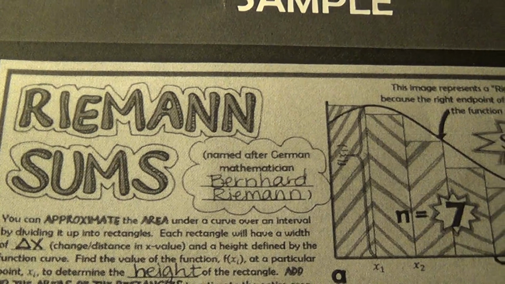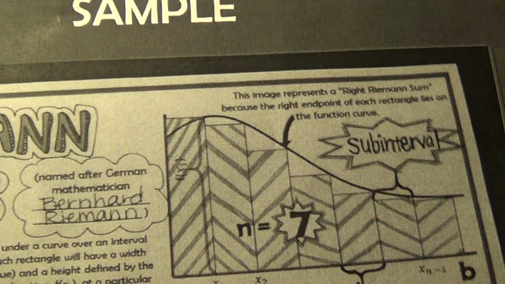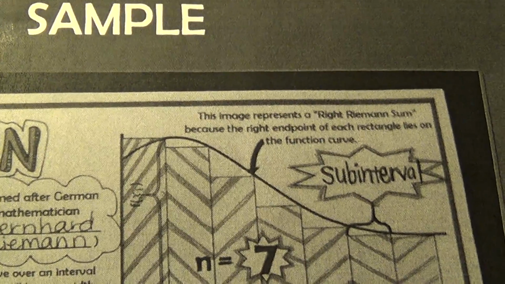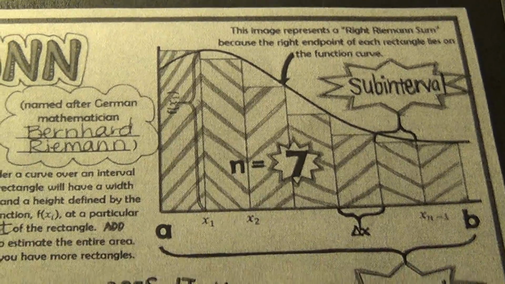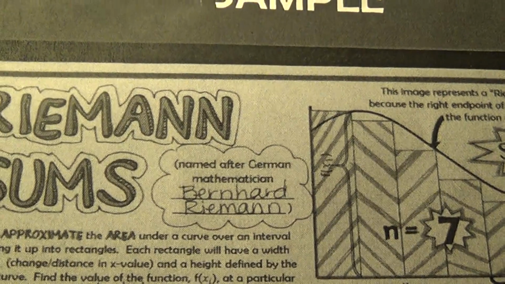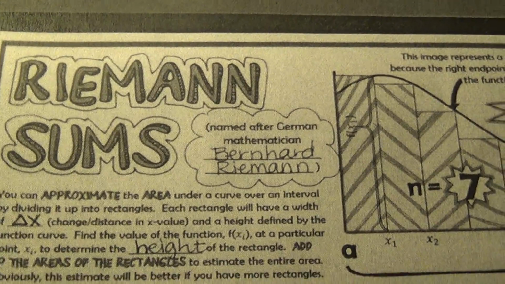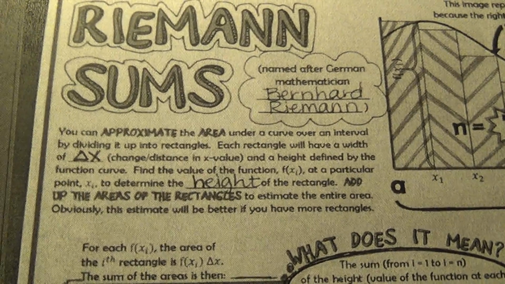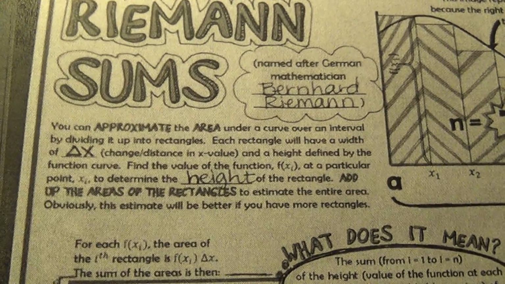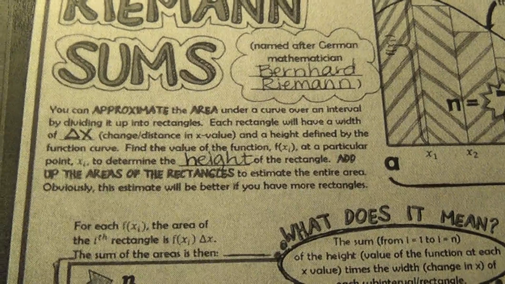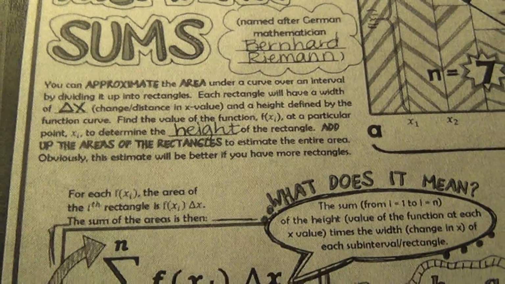And we're looking at Riemann sums. After tonight's lesson, you can see the answers: subinterval, n equals 7, interval, Bernard Riemann. That's the name of the guy who came up with it. Change in x and height will make sense in those spots.